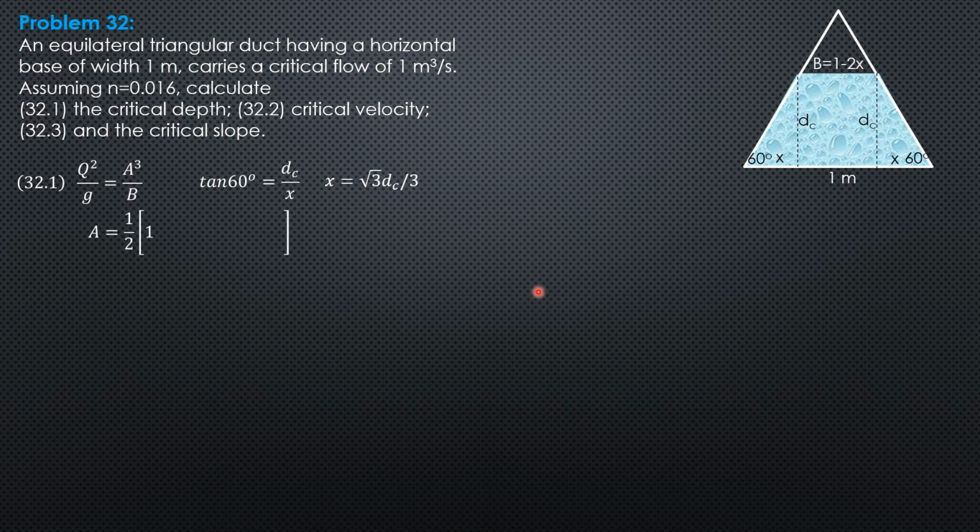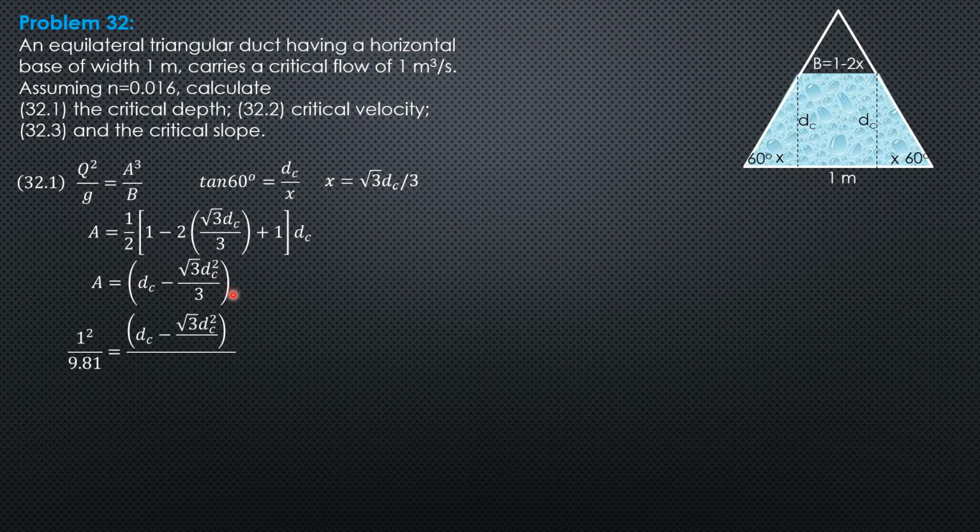So that area is 1/2 of the upper base, 1 minus 2x, or 1 minus 2 square root of 3 over 3 d sub c, plus the lower base 1, times d sub c, the area of a trapezoid. Simplifying, area is d sub c minus square root of 3 d sub c squared over 3. Then top width is 1 minus 2x. Substitute: 1 squared over 9.81 equals (d sub c minus square root of 3 d sub c squared over 3) cubed over 1 minus 2 square root of 3 d sub c over 3.